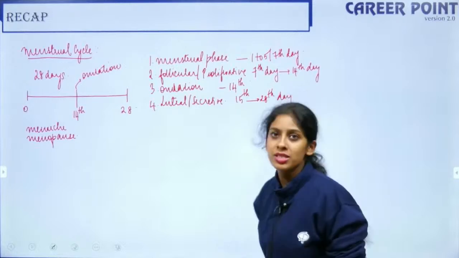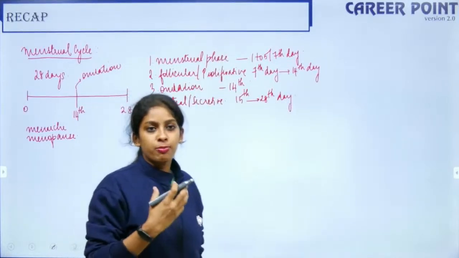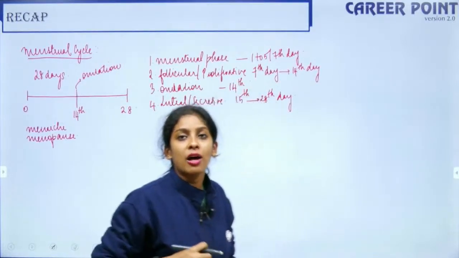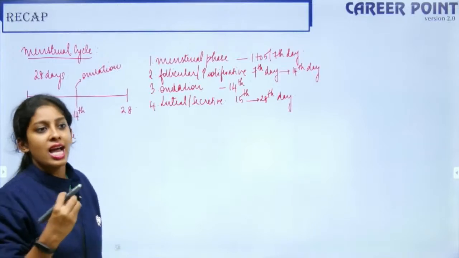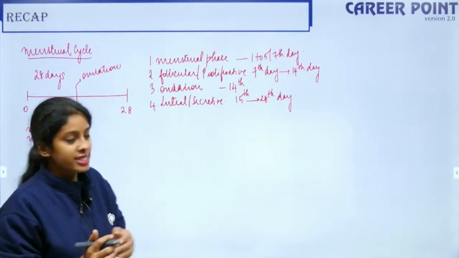So what happens here? In your menstrual phase, your endometrium, which is responsible for implantation, disrupts and comes out through the vagina as bleeding.